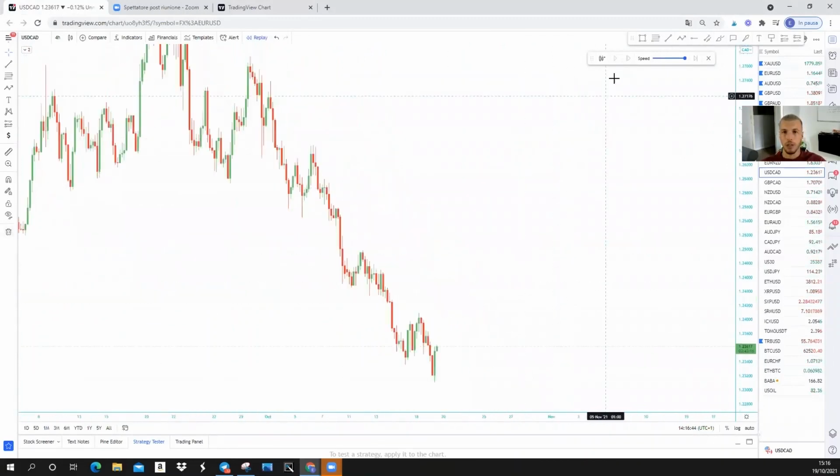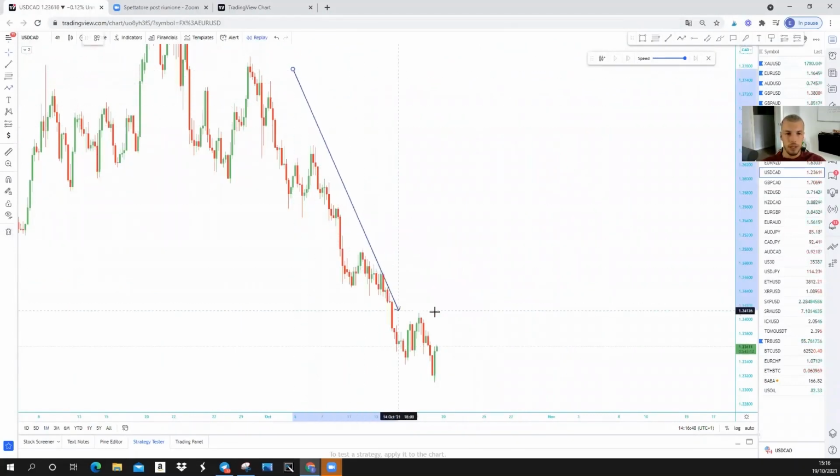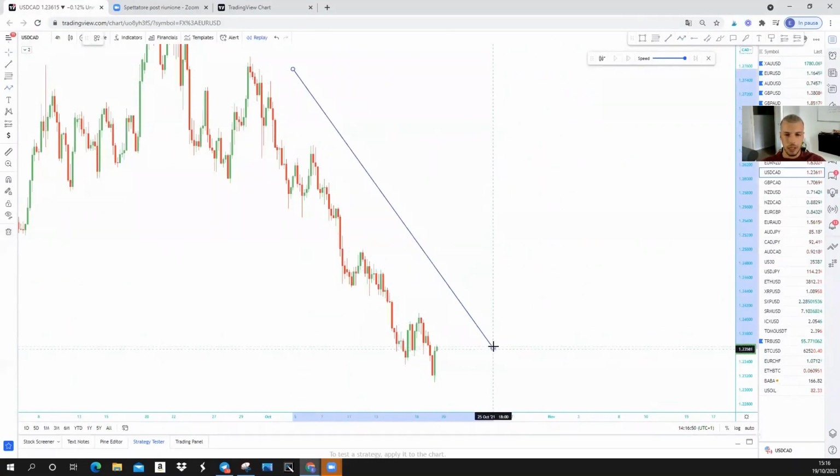So first of all, we are in this downtrend. And we cannot argue that this is a downtrend, of course. What we can argue is that this downtrend is really overextended.